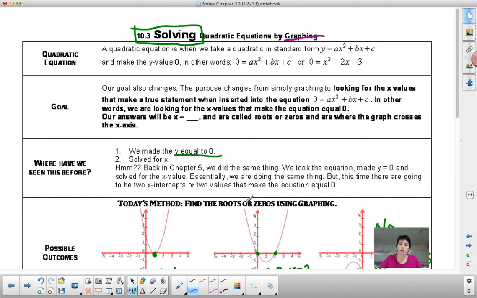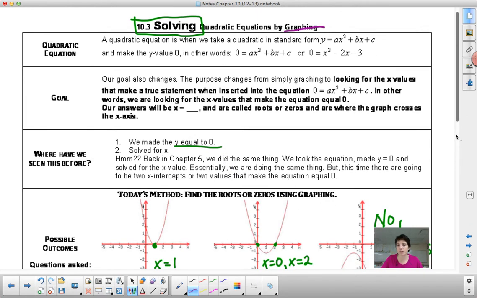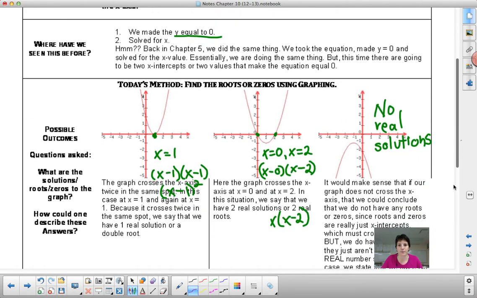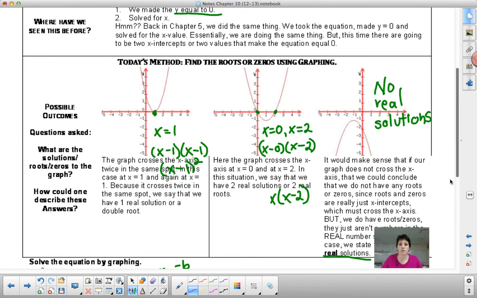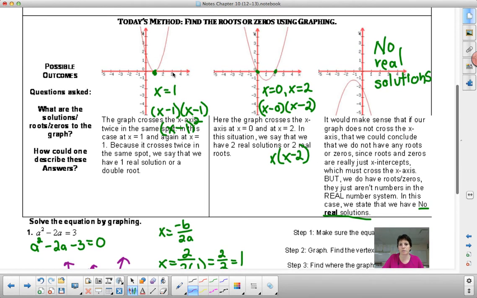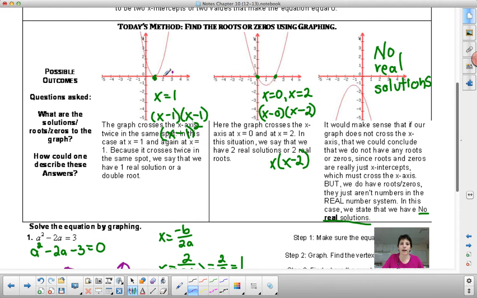When we do this, we expect three possible things to happen. The first is that the graph could possibly cross the x-axis in one spot. This would give us one solution that actually functions as a double root. So like we have here in this first picture, we have x equal to 1. Remember we talked about that double root before when we were doing factoring. We would have x minus 1 times x minus 1, or we might have been given the question x minus 1, the quantity squared. Either way, this is the picture that happens when we get that double root idea.